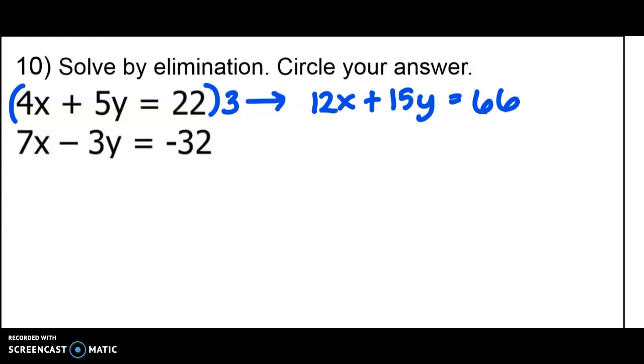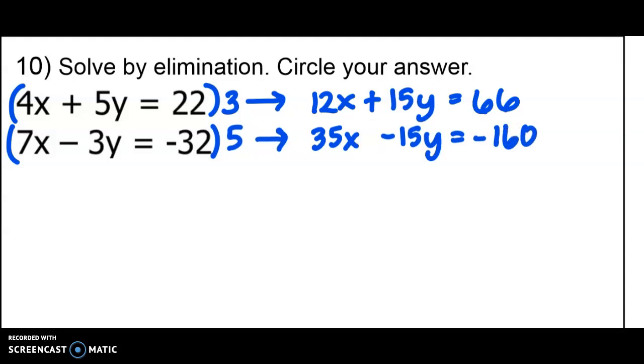Okay, so 5 needed to be multiplied by 3 to make 15. Now, 3 is going to need to be multiplied by 5. And I already have the opposite sign there, so I don't need to multiply by any signs, because remember, I want them to be the same number, but one needs to be positive and one needs to be negative. So let's multiply everything here by 5. So 5 times 7x is 35x. 5 times negative 3 is negative 15y. And 5 times negative 32, I mean, either need to go over to the side or get a calculator for that one, is negative 160.